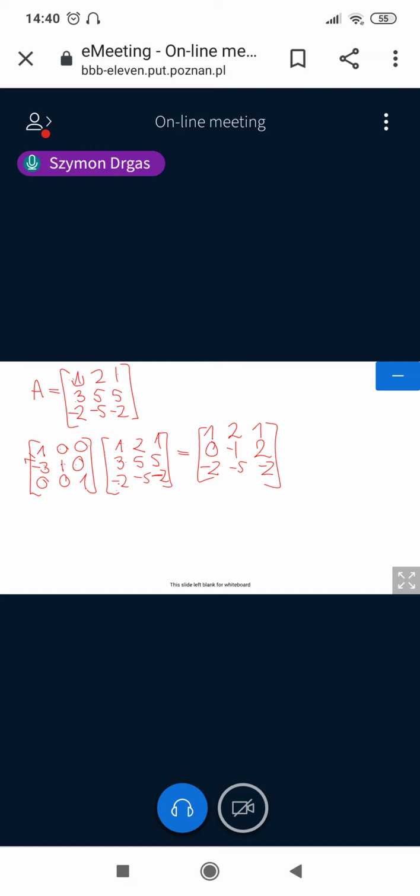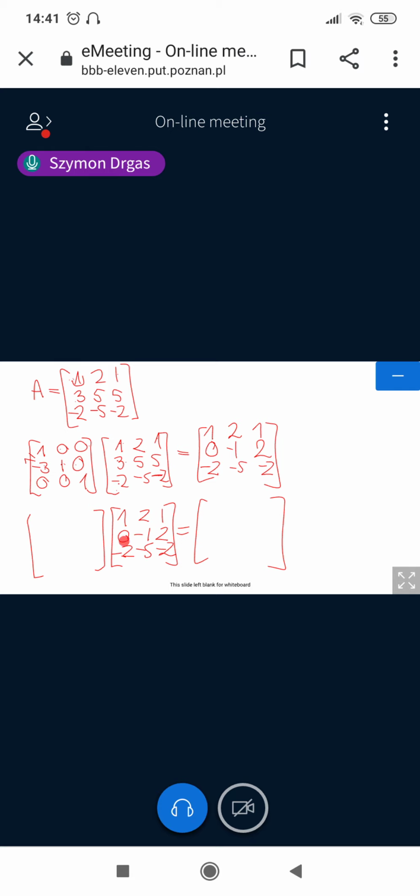So let's try with the next step. In the next step, I will use this matrix as a starting point. So I will rewrite it here. So it's 1, 2, 1, 0, -1, 2, -2, -5, -2. And now I would like to eliminate this number. So I need to find entries for this matrix to find this result.